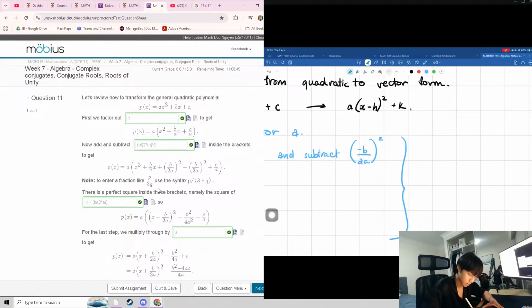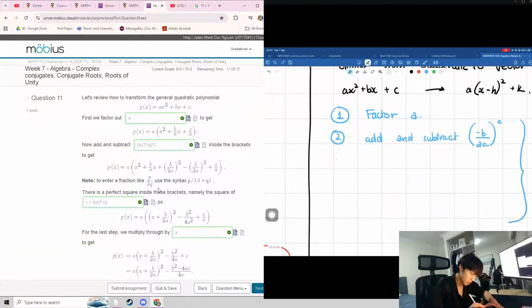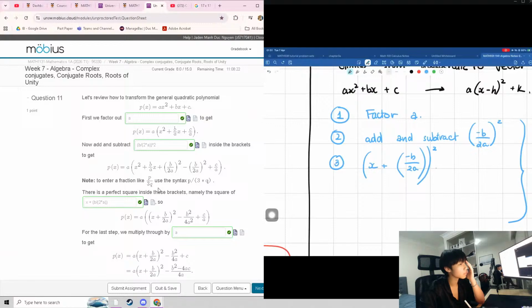So this step is complete. Step 3 is to form x plus the perfect square that we have created, minus b over 2a squared plus c over a. Step 4, multiply by a and simplify.